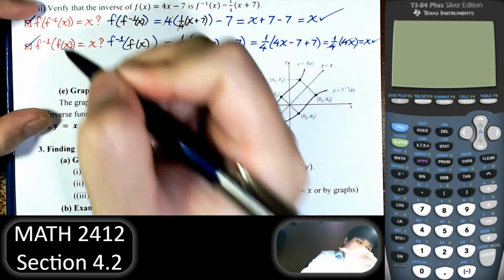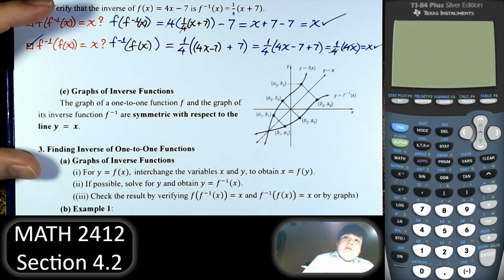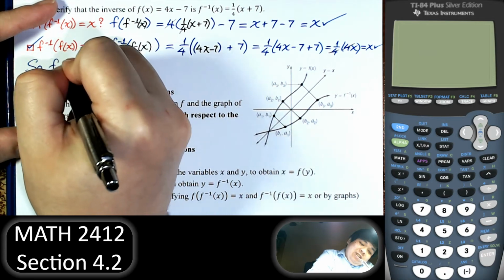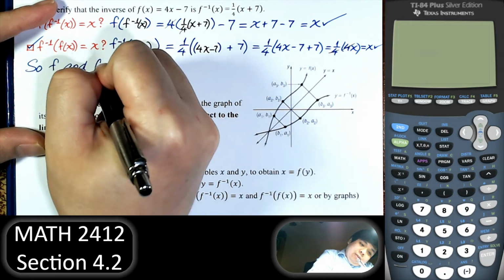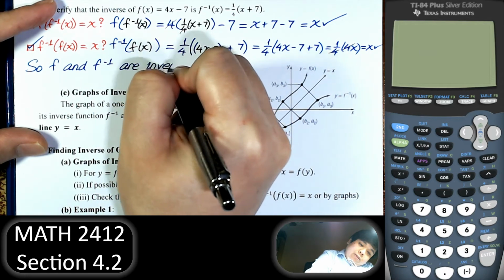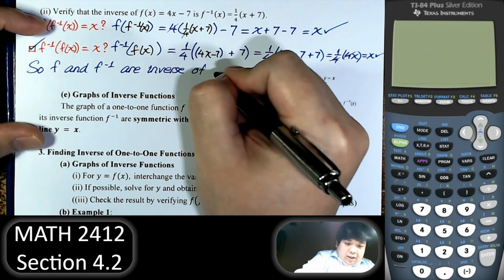And so that checks. Because both of them are satisfied, we say that f and f inverse are indeed inverse of each other. Yeah, we need to have both of them.